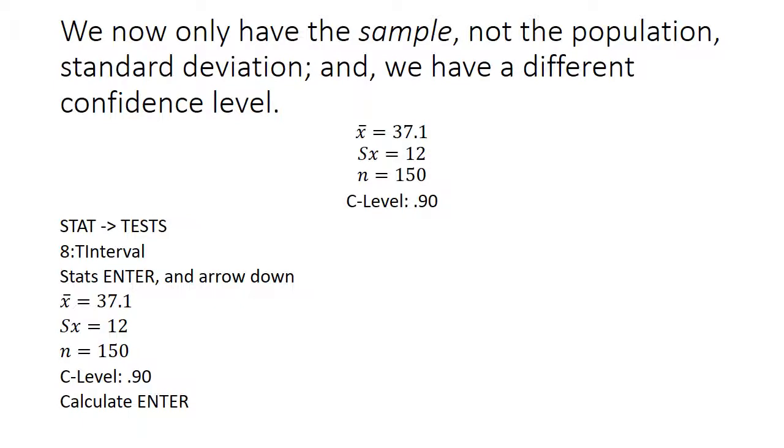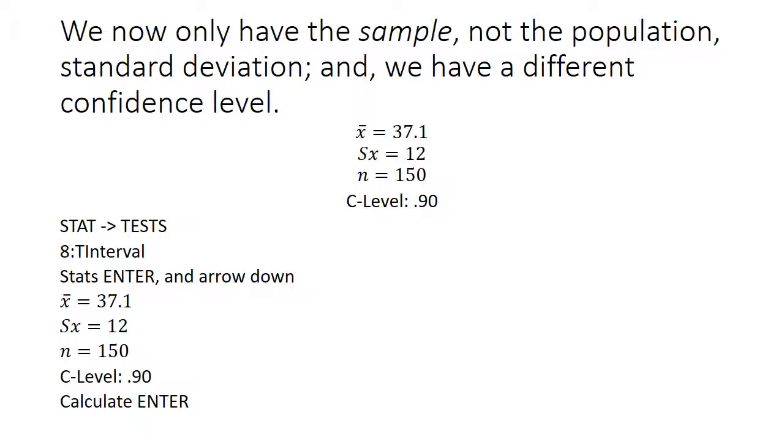So here is what we are going to need for our calculator. We need our sample mean. We need the sample standard deviation, and we use S for sample standard deviation. S, that is what's going to go in our calculator now, not sigma. So our sample standard deviation is 12, our sample size is 150. Our confidence level is that 90% confidence interval we want to find divided by 100, so 0.9.